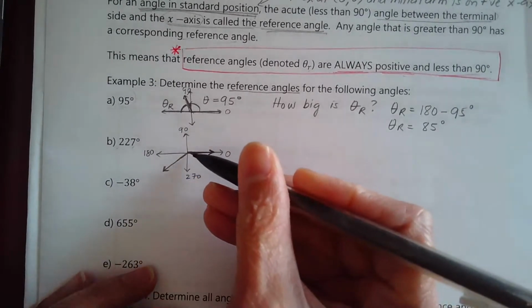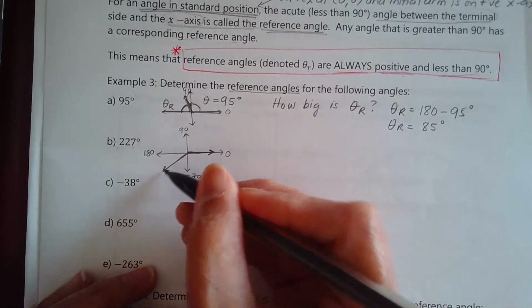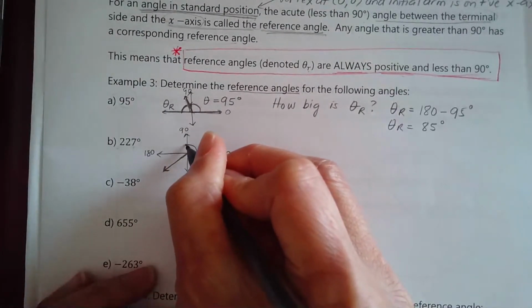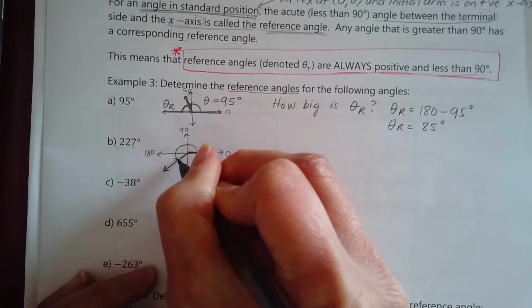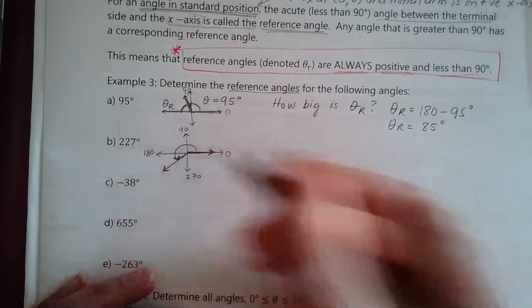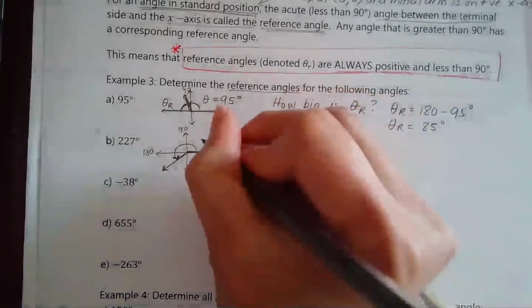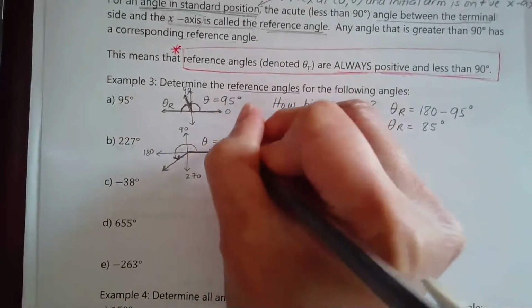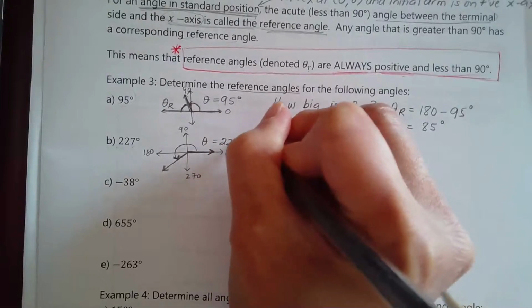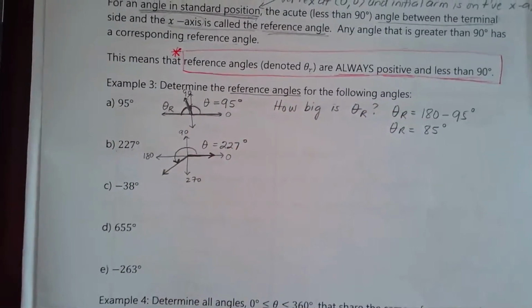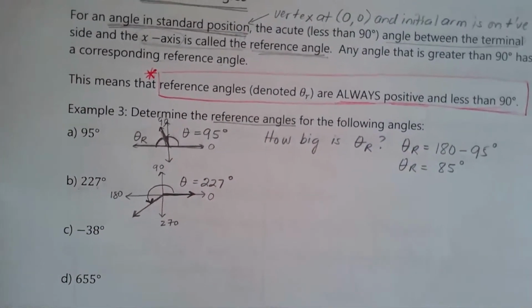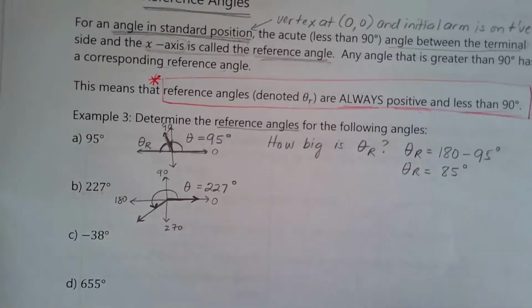Okay, initial arm, terminal arm, and it's rotating this way. So theta is equal to 227 degrees. I'll bring it a little bit closer, probably a bit easier for you.